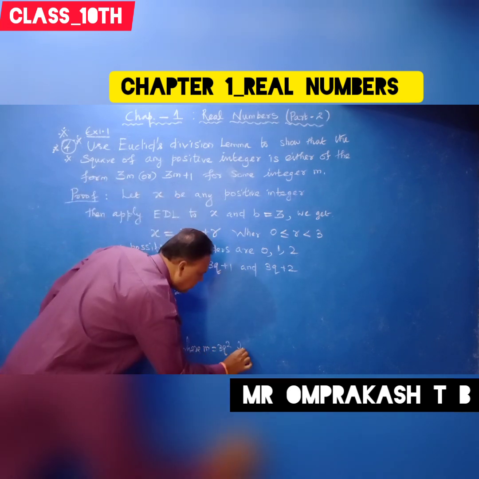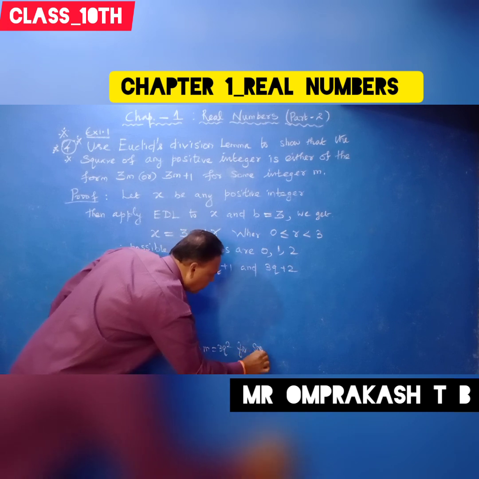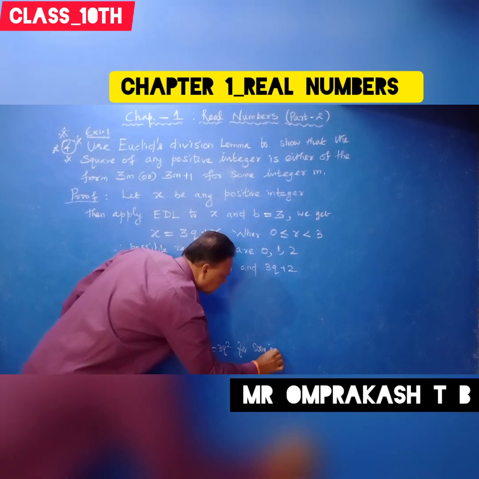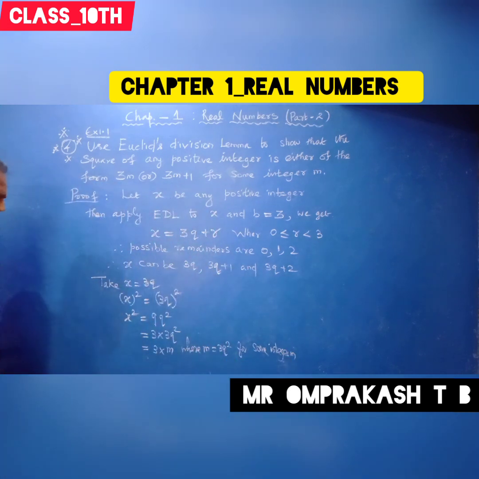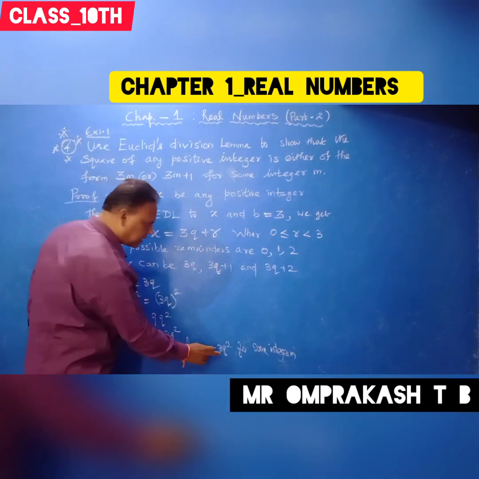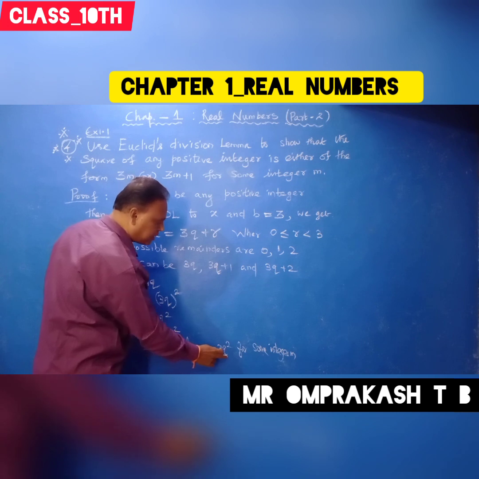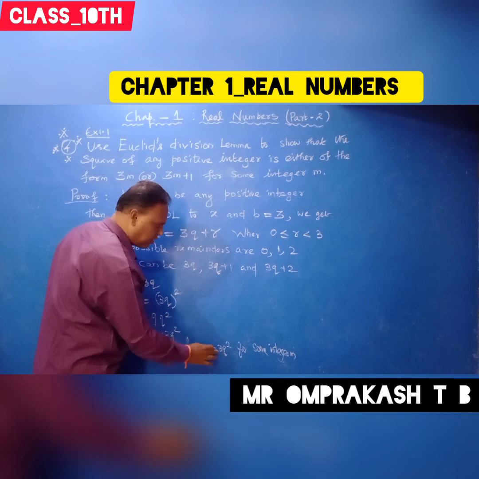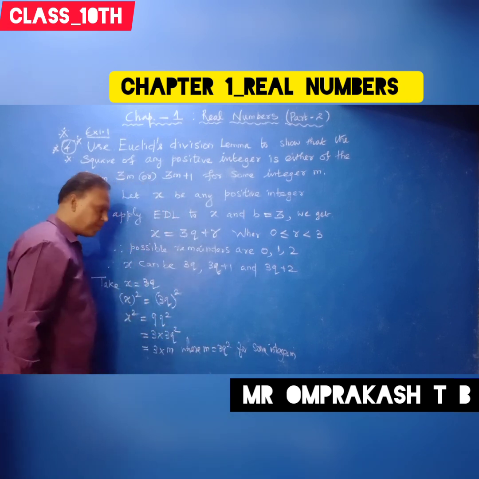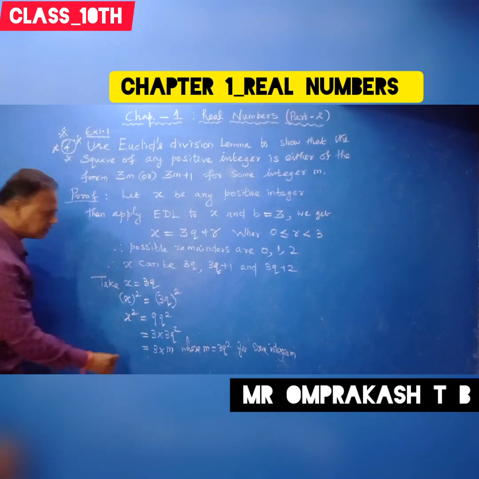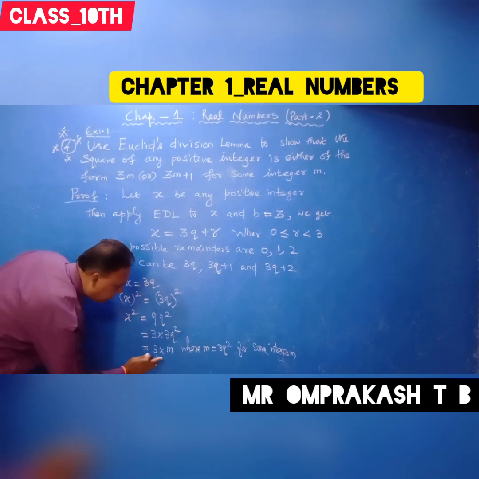For some integer m. Clear? Because 3 is an integer, the square is some quotient, that is also an integer. So everything is an integer, so we take it as m. Clear? Therefore that is equal to 3m.